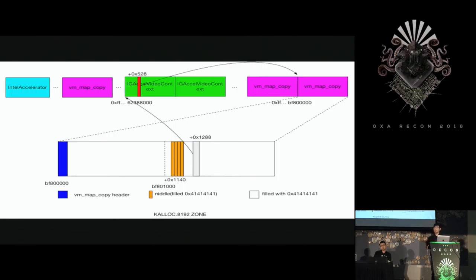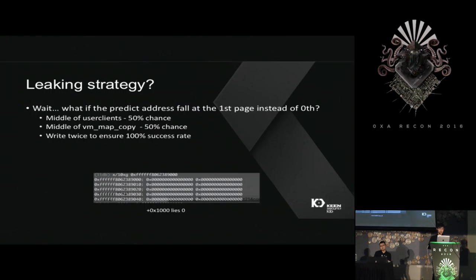So it looks somehow perfect, but I think some of you may have questions now: how can you ensure that the IOSurface video context, whose size is double page, will begin at address A? Why cannot it begin at address A plus page size? It is an object whose size is double page, and you cannot say that it must fall at address A or at address A plus page size. There is a 50-50 chance for both of them.